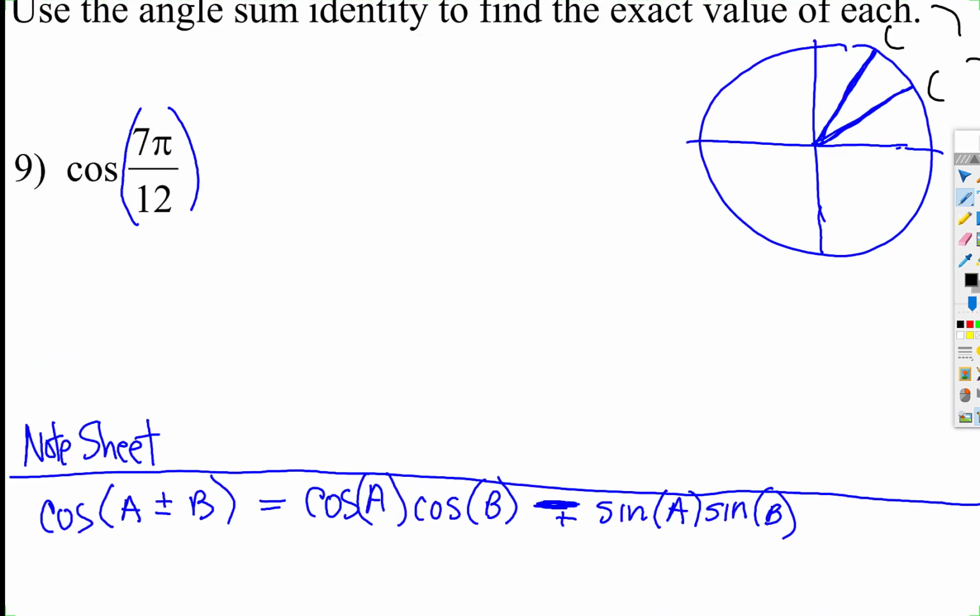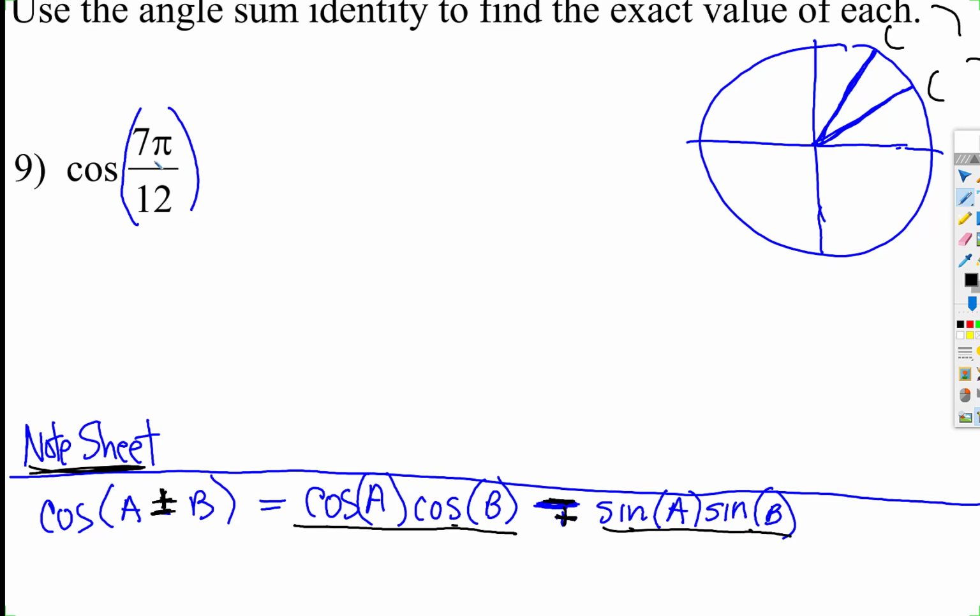Okay, now we have the cosine angle sum identity. On your note sheet, you would see cosine of one angle plus or minus another angle. And this is very key. Whatever order, if this is a plus sign, this will be the opposite sign. So if this is add, this part is subtract. If this part is subtract, this will be add. And then notice, this is just cosine A times cosine B, sine A, sine B.